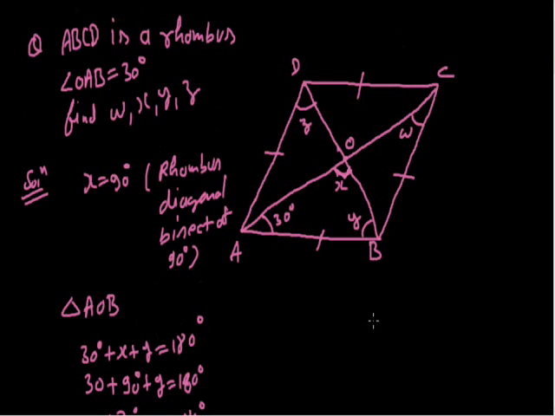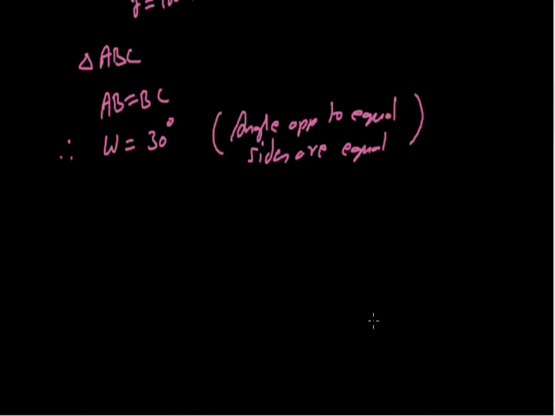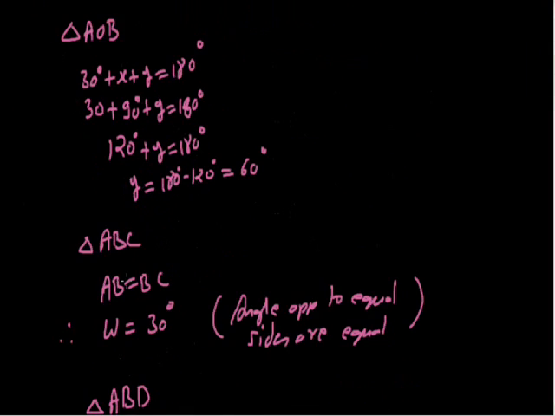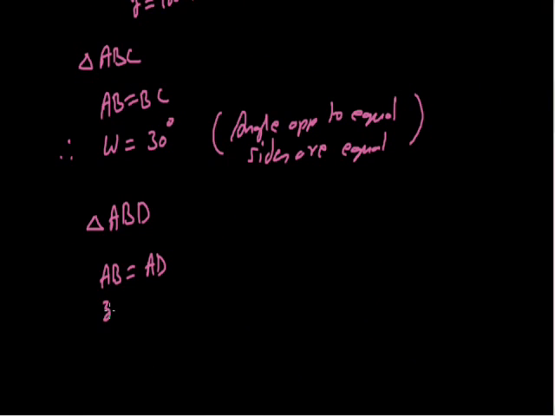Now look at triangle ABD. Again the sides AB and AD are equal. As the sides are equal, the angles opposite to them are also equal. The angle opposite to side AB is Z, and the angle opposite to side AD is Y. So Y equals Z. We already found the value of Y, that is 60 degrees, so Z is also equal to 60 degrees.